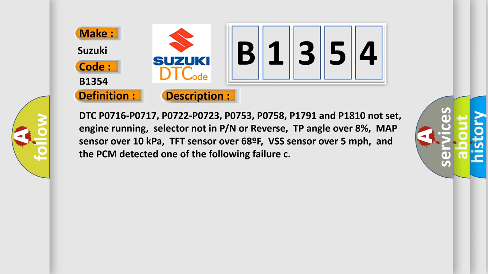DTC P0716-P0717, P0722, P0723, P0753, P0758, P1791 and P1810 not set, engine running, selector not in PN or reverse, TP angle over 8%, MAP sensor over 10 kPa, TFT sensor over 68 F, VSS sensor over 5 mph, and the PCM detected one of the following failures.